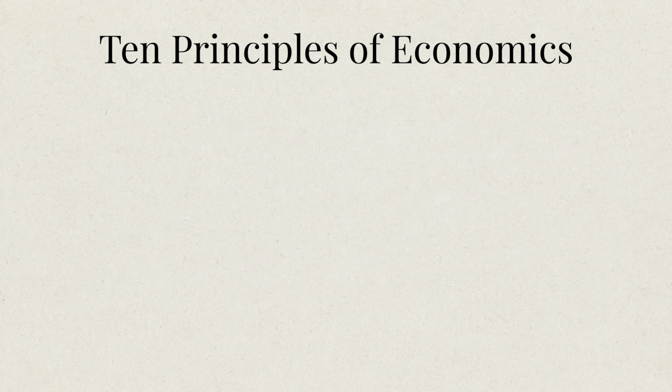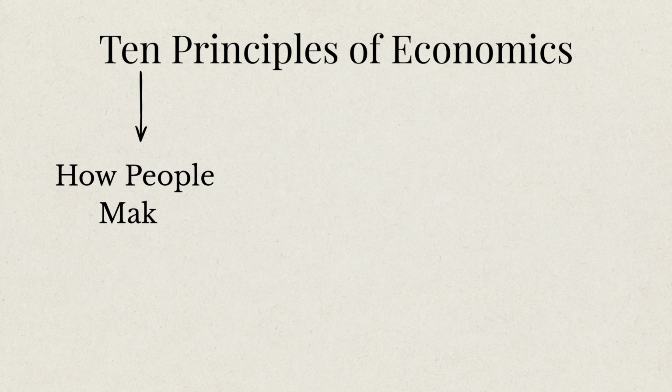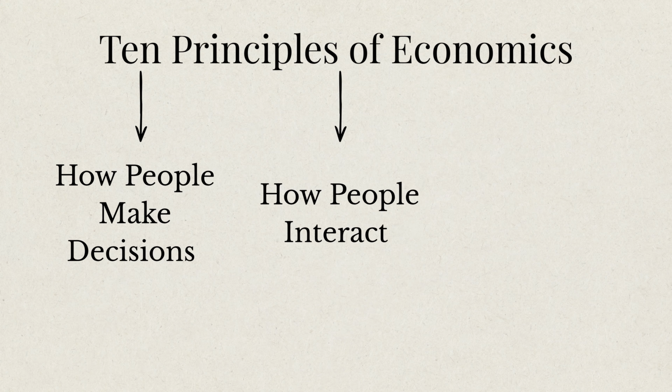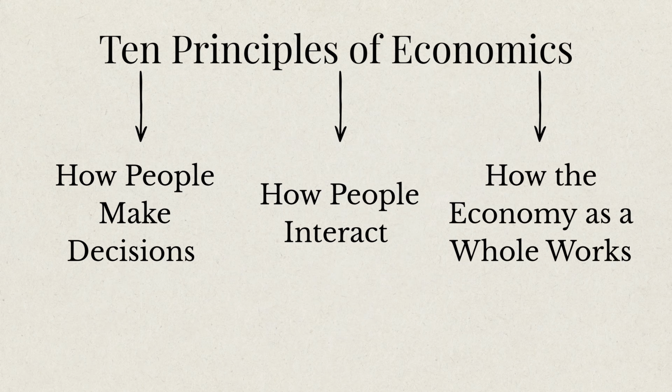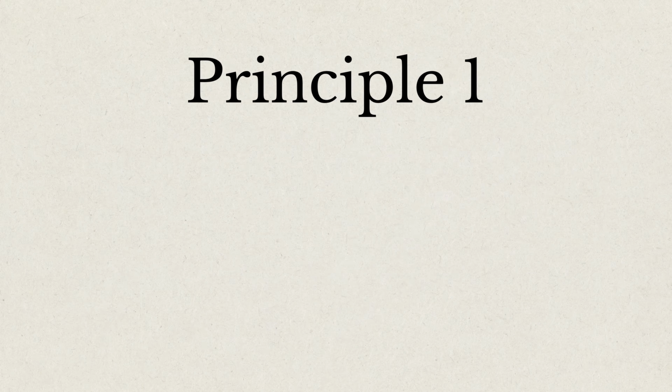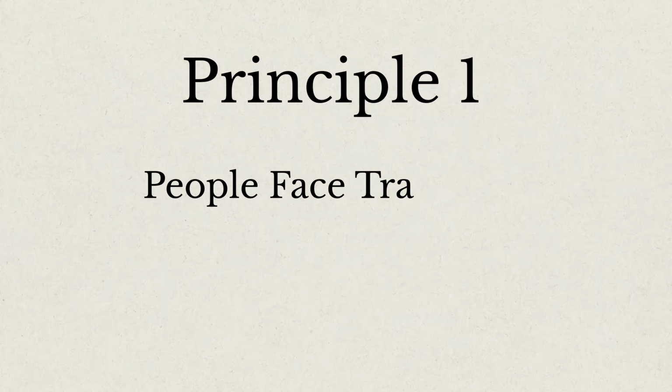The 10 principles of economics are divided into 3 groups. The first 4 principles explain how people make decisions. The subsequent 3 principles talk about how people interact, and the last 3 principles explain how the economy as a whole works. Principle 1. People face trade-offs.